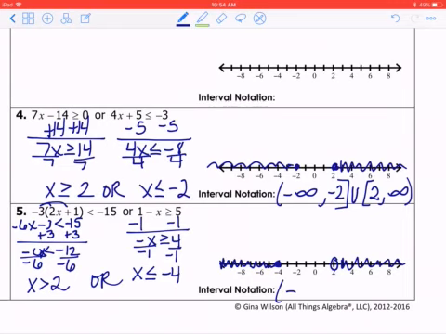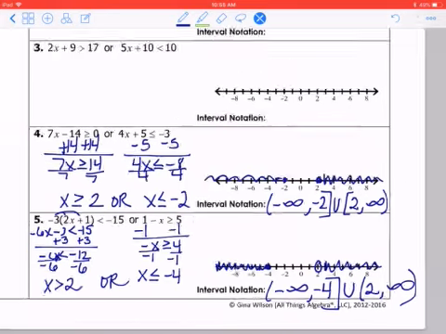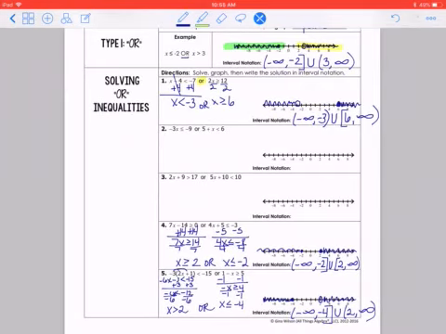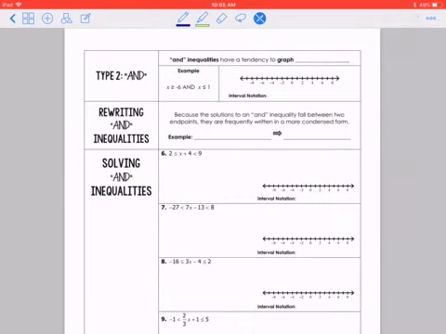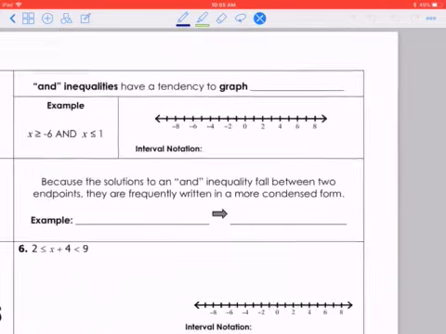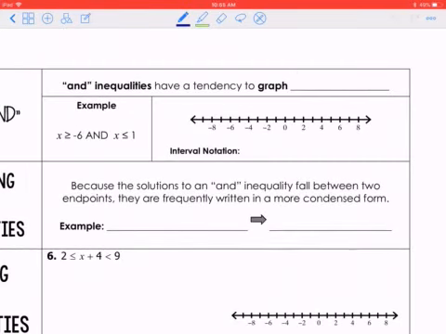Okay, so negative infinity. Stopping at -4, but it includes it. It is unified with an open parentheses, and it goes on to positive infinity. All right, so those are your OR statements. You also have something called AND statements, which is on the back page. So, AND statements have a tendency to graph together.